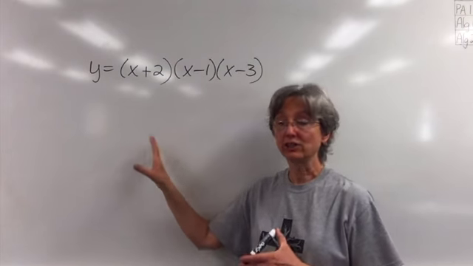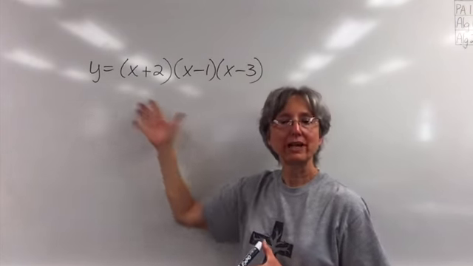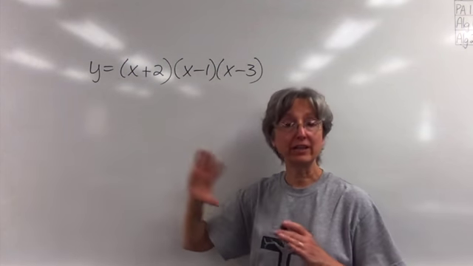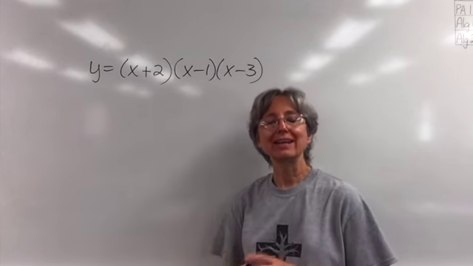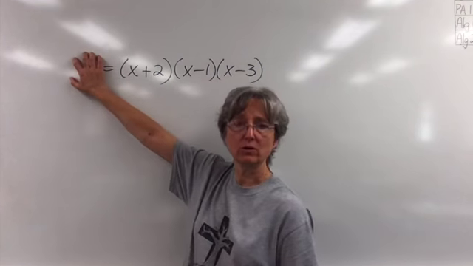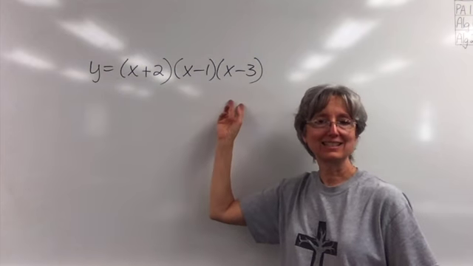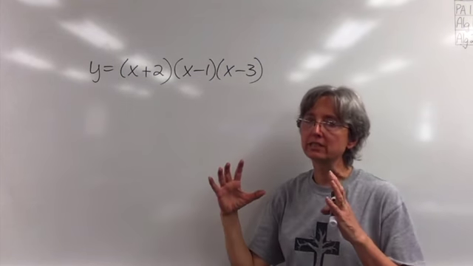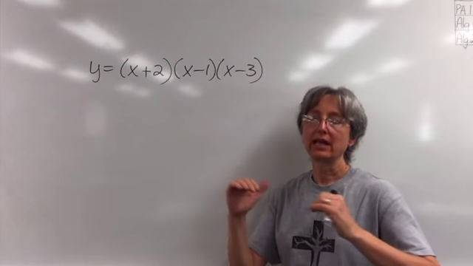Here is a function. Notice I have the y equals. So now here's a polynomial function. It's already factored for us. And now the question is, what are the zeros? So if this is 0, what would my x's be? What are the zeros? A difference between factors and zeros.